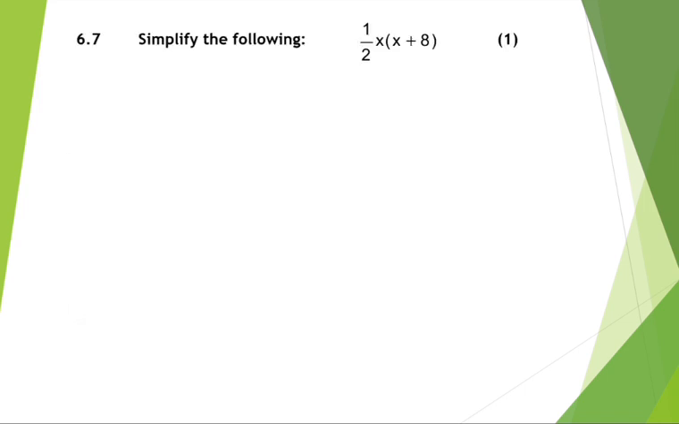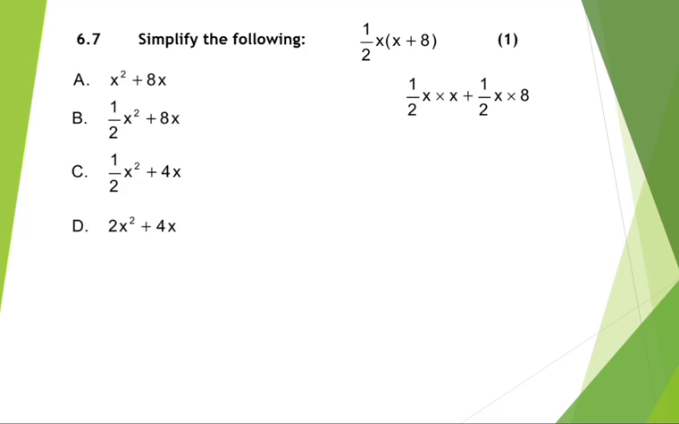Simplify the following: 1 over 2x multiplied by (x + 8). Let's look at the options, then we'll do the calculations. It means 1 over 2 multiplied by x plus 1 over 2 multiplied by 8. So this one will give us 1 over 2 x squared. Then for this one, 2 and 8 gives us 4. So we end up having 4x. So I've got 1 over 2 x squared plus 4x. The correct option is C.